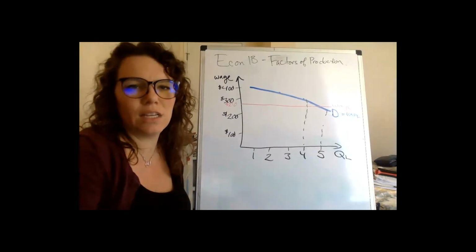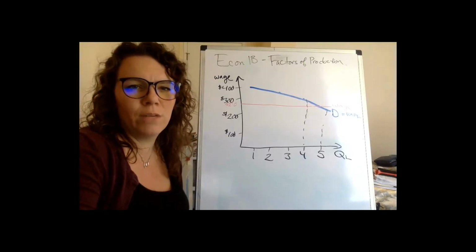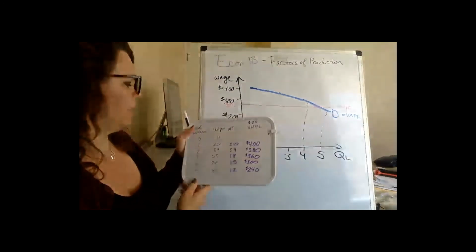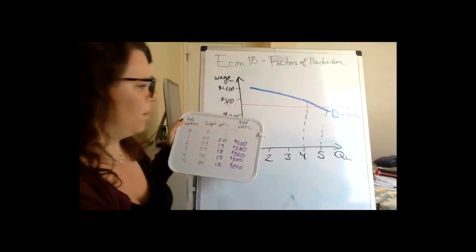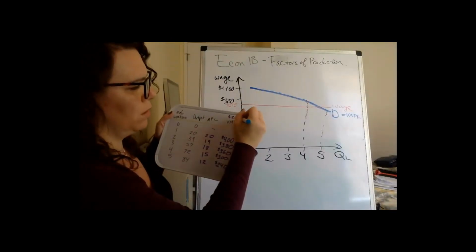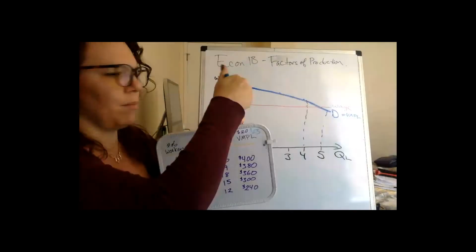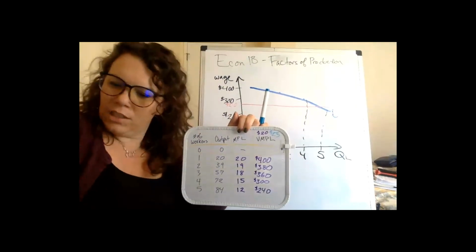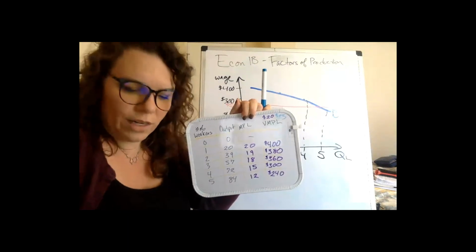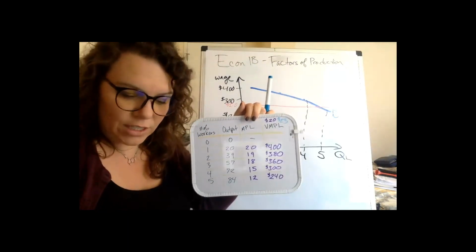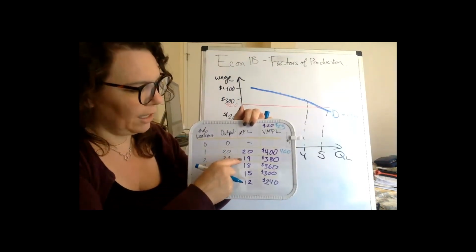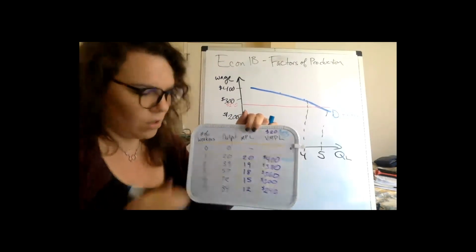In this case, the question says, how would an increase in the price of coffee mugs change your graph? So let's say coffee mugs went from being $20 to $23. How would that affect our value marginal product of labor? Let me get my calculator out here. The first worker's value marginal product of labor is going to be 20 coffee mugs times the new price of $23. So 20 times 23 gives us a value marginal product of labor of 460. The second worker is going to be 19 cups times $23, or 437.